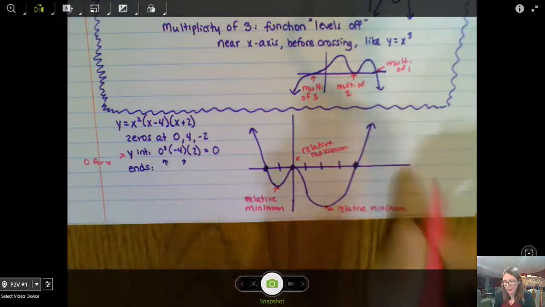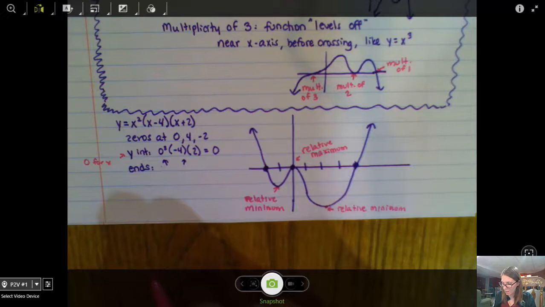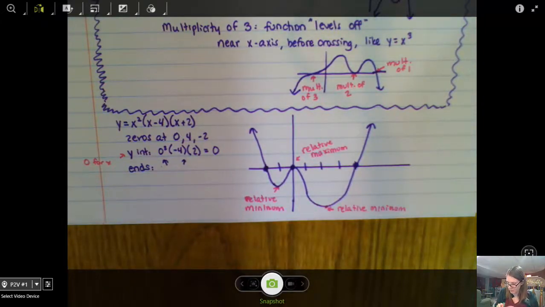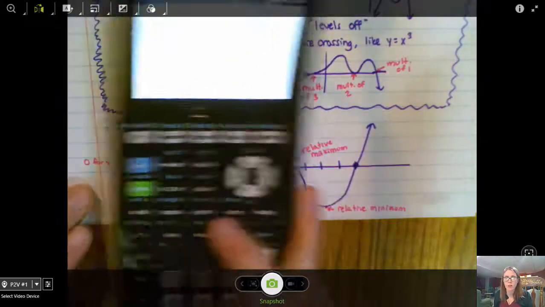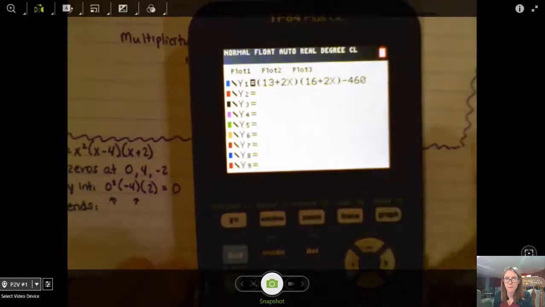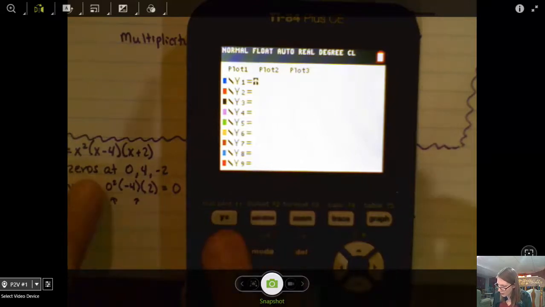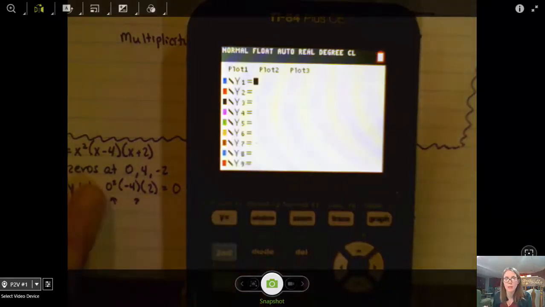So we can find these relative maximums or relative minimums on our graphing calculators, and that's what I'm going to show you here really quickly. Our process is actually the exact same as how we found the vertex of a parabola. We go to our calculator, go to y equals, and type in our function. You could use the factored form or the original.